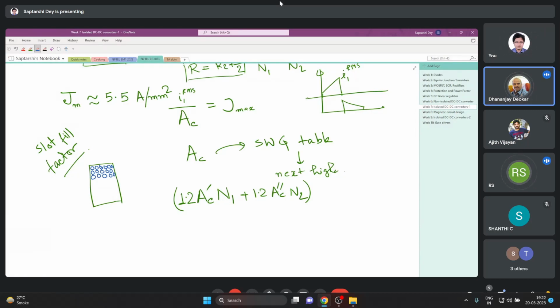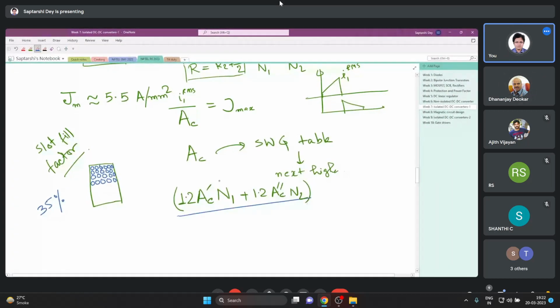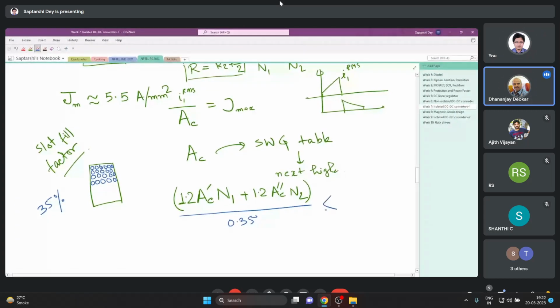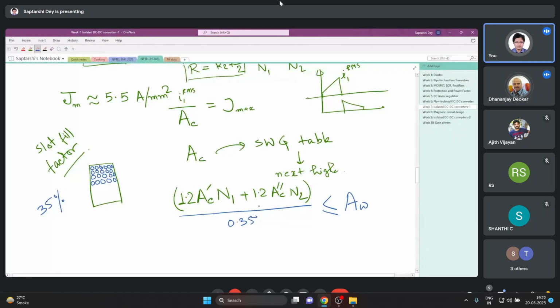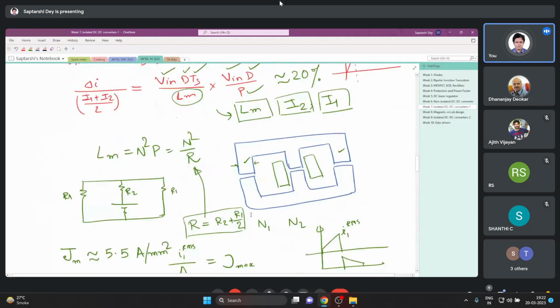Sir, the slot fill factor, you mean that window area factor? Yes. So how much area of the window you can utilize. So let us say that is 35%. So this divided by 0.35 should be less than or equal to the window area. So what is window area? Window area is this area.